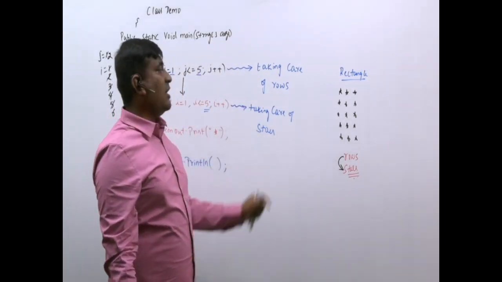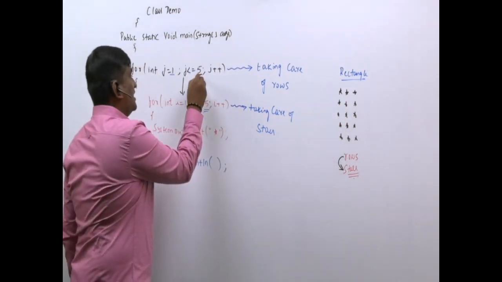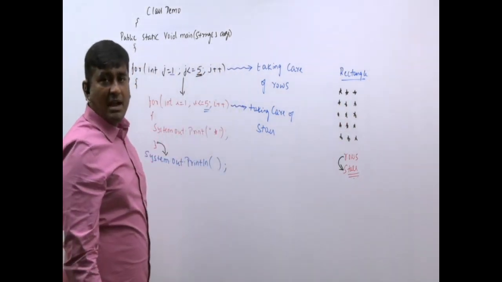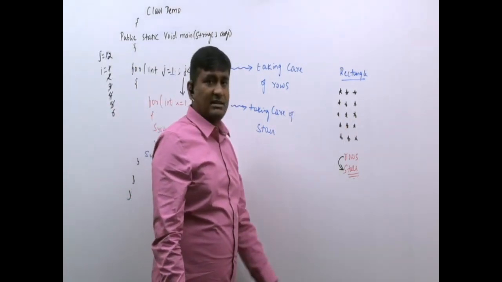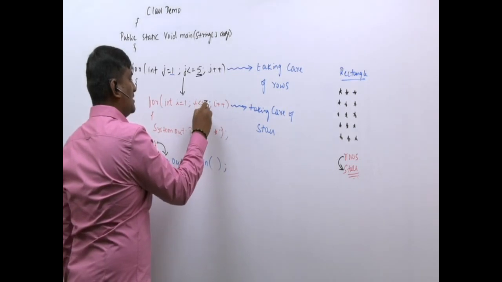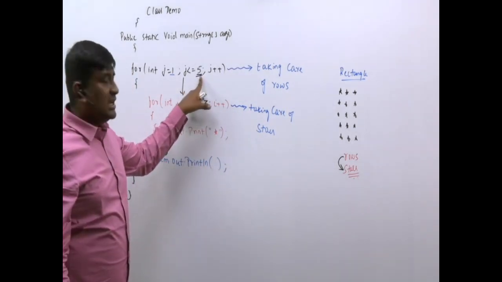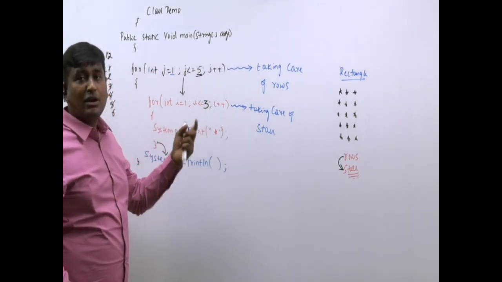Stars. Now tell me how many rows are there? 1, 2, 3, 4, 5. Hence, no need to change anything in the rows part. And tell me in each row how many stars are there? 3 stars. Hence, here instead of 5, I should write it as what? 3. This is the only one change. So basically 5 rows, in each row 3 stars. So that is only called a rectangle.